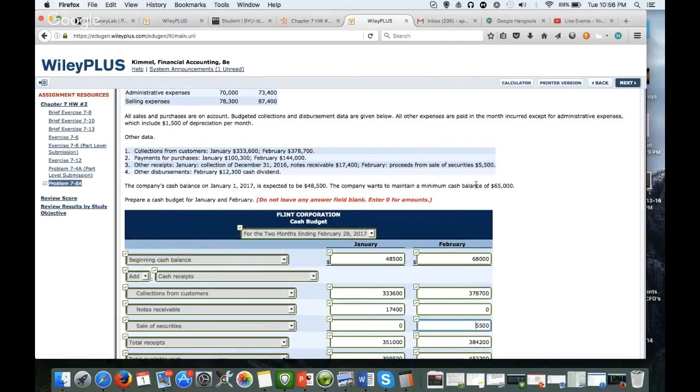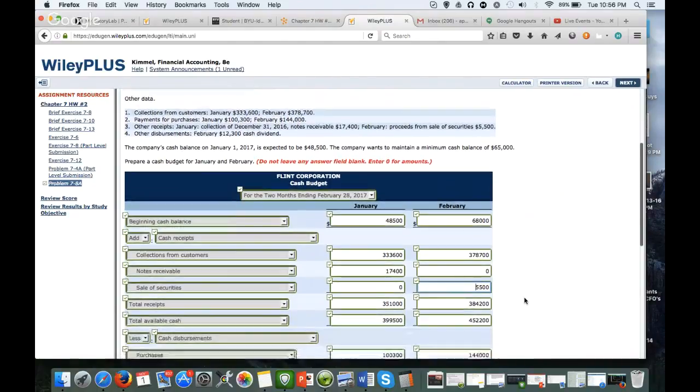At this point, we can total our receipts. We'll add these values together to get 351,000, and over here, we'll add these three and get 384,200. In January, we can now establish our total available cash. In February, we would have to have our beginning cash balance, which we have not yet found out. But we do have January, so we'll add to 351,000 the 48,500, which will give us 399,500.